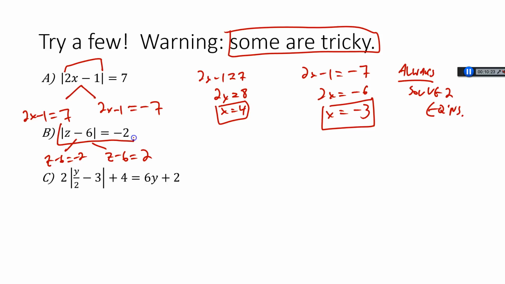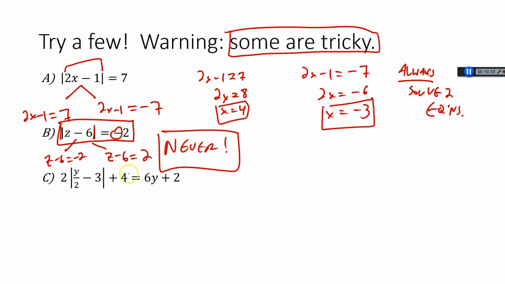Remember, be smart about these problems, right? They're telling you the absolute value of something is equal to a negative number. That can never happen. So just use your brain before you just start to do algebra, right? We can never have the absolute value of a number be negative, so there's no solution. That's all you have to do.